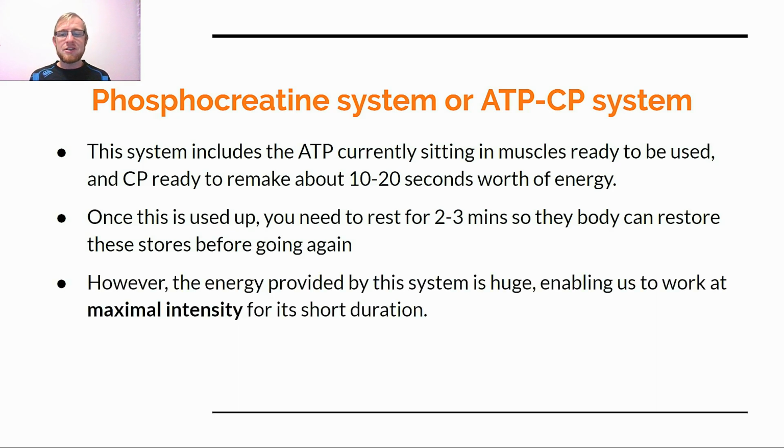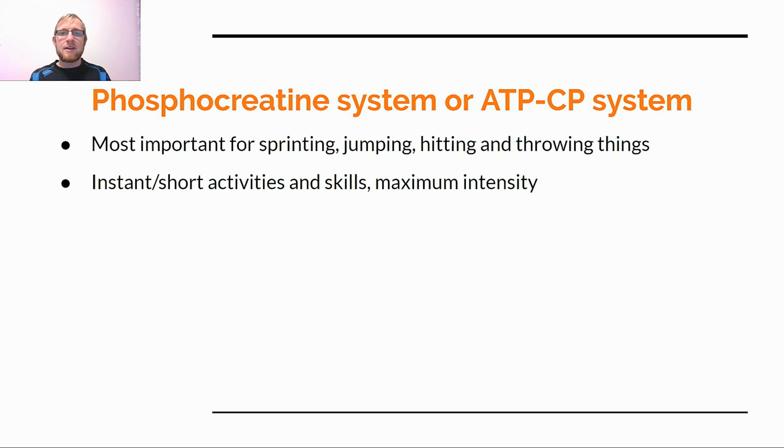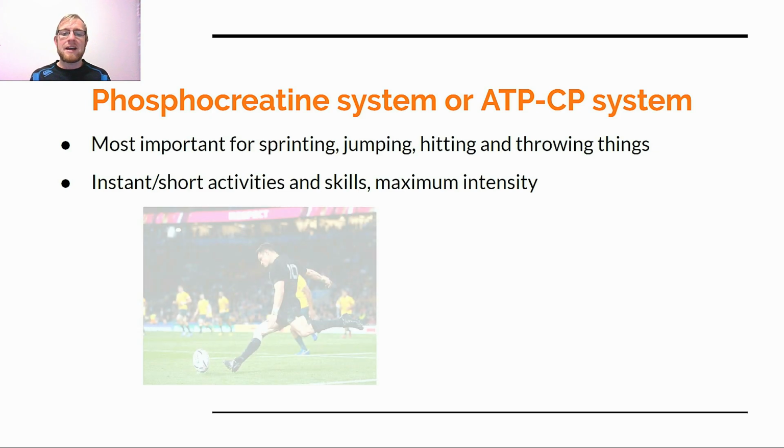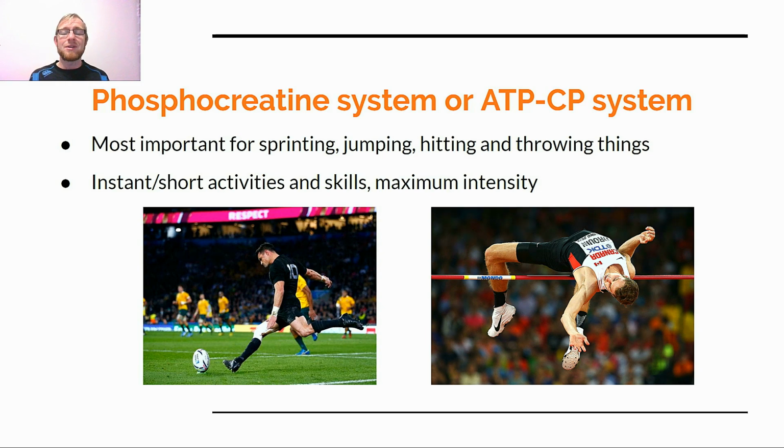However, the energy that's provided by the system is huge. It's a huge, intense, explosive burst of energy that you can use. If we're thinking in real life situations, it's the kind of energy you would use to quickly jump out of the way of a car or to jump really, really high. In sports performance, things like high jump, long jump, things where you throw or have to hit something really, really hard, these instant, short activities and skills that require absolute maximum intensity. Kicking and conversion is a good example, and high jump is another really good example of where the phosphocreatine system is important.